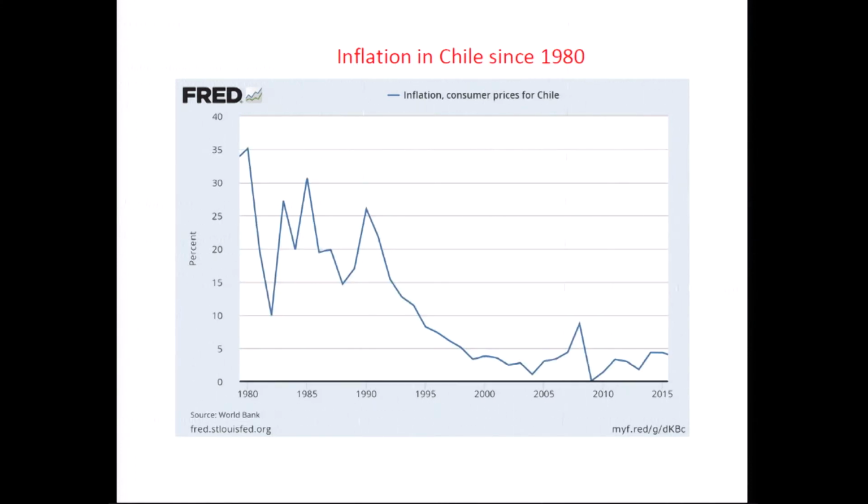But if you look at a more recent period, going back to only 1980, you can see the impact of inflation targeting in the Chilean economy, beginning around this time where it was put in place. And it has been pretty good since then. Some ups and downs, but you would expect that.